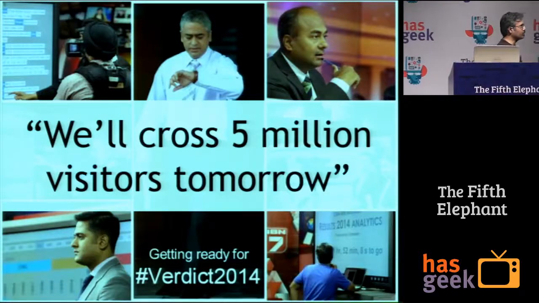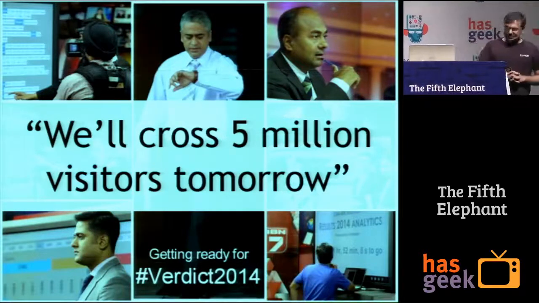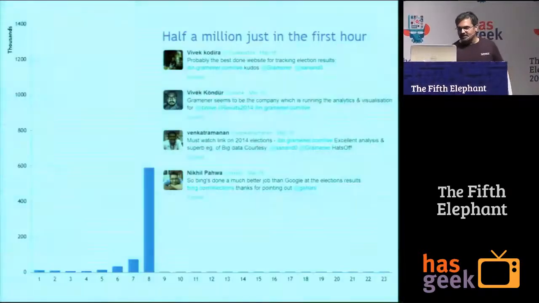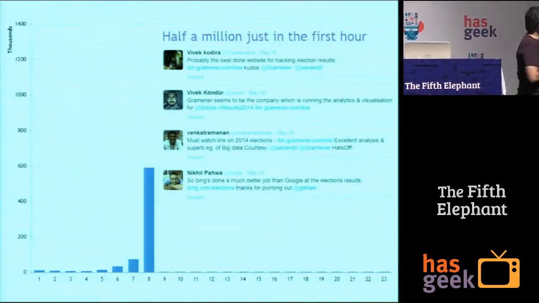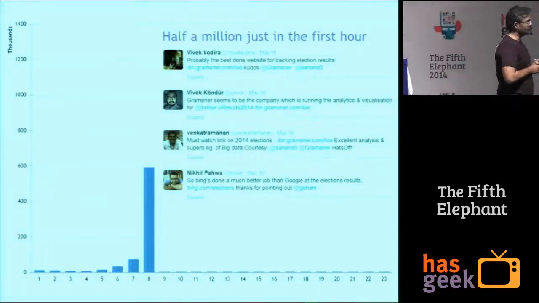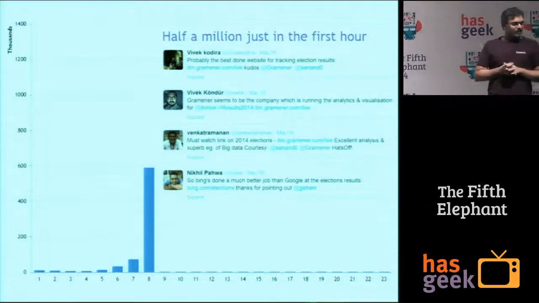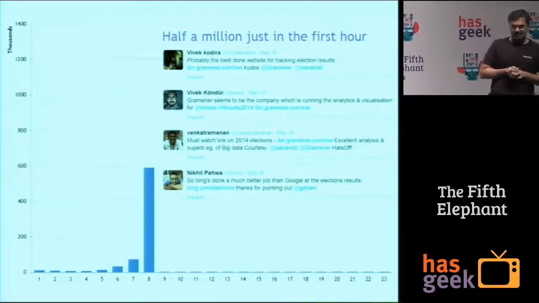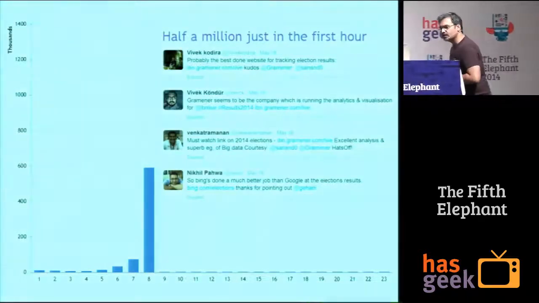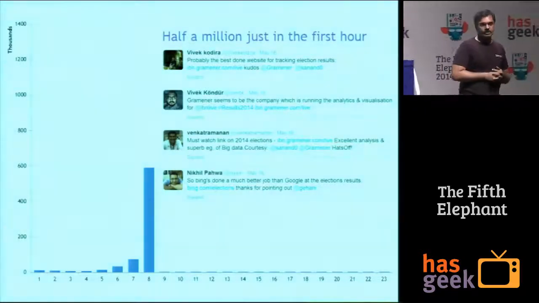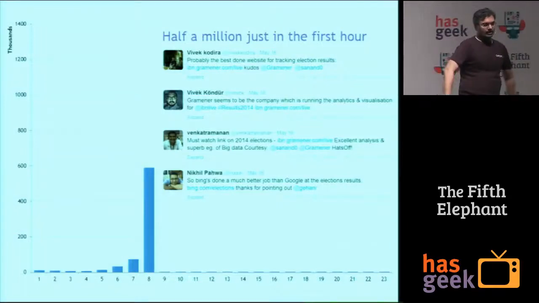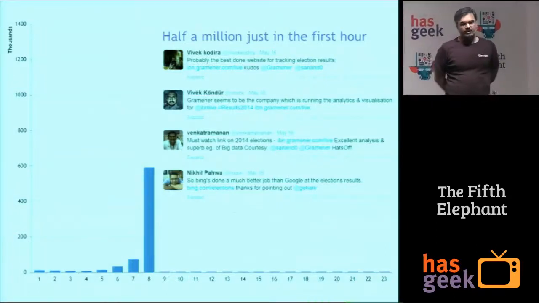So all of this was set up by around 6:30, and we were there ready, waiting for the 5 million people to come in, and it was pretty tense. In the first 1 hour, we hit about 0.6 million. So if the election were to go on for 6 hours, then already we are at the first half, we'd get to easily 3 million, and through the day, it looked like we were going to get to the target of 5 million very easily.